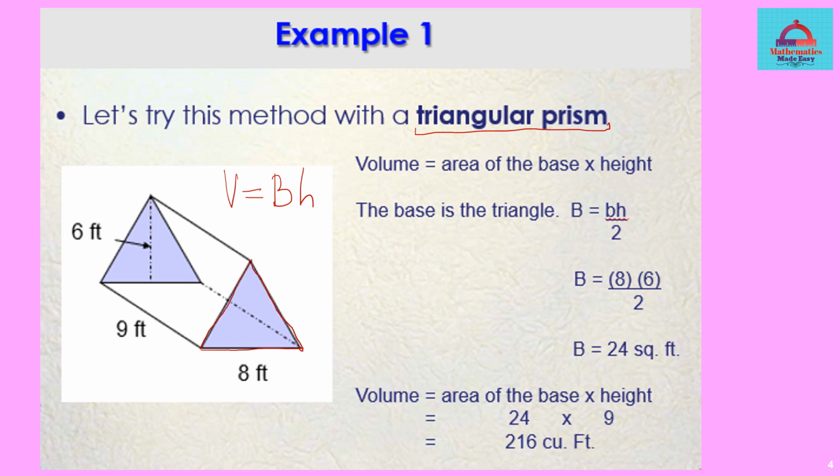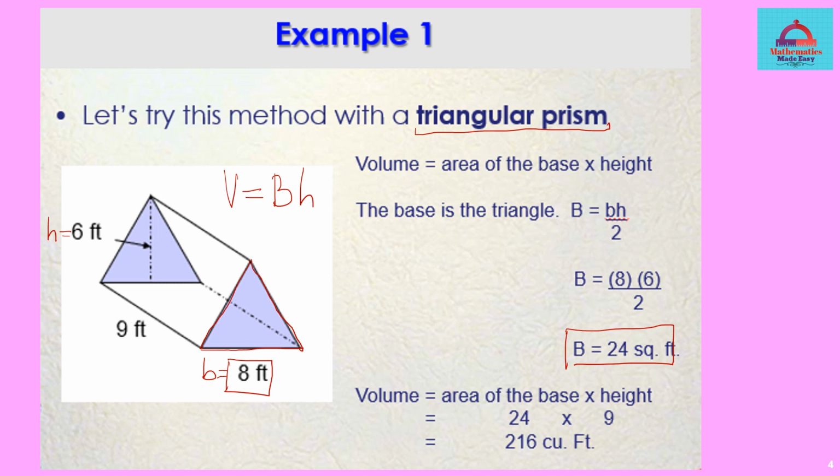So the area of the triangle is given by base times height divided by 2. The base of the triangle, you all can see, is 8 feet and the height or the altitude of the triangle is 6 feet. So we are just plugging in the values here. 8 times 6 divided by 2. So capital B is 24 square feet. So we've got the area of the base, the area of the triangle. And now let's just plug in the values in the formula and get our answer.